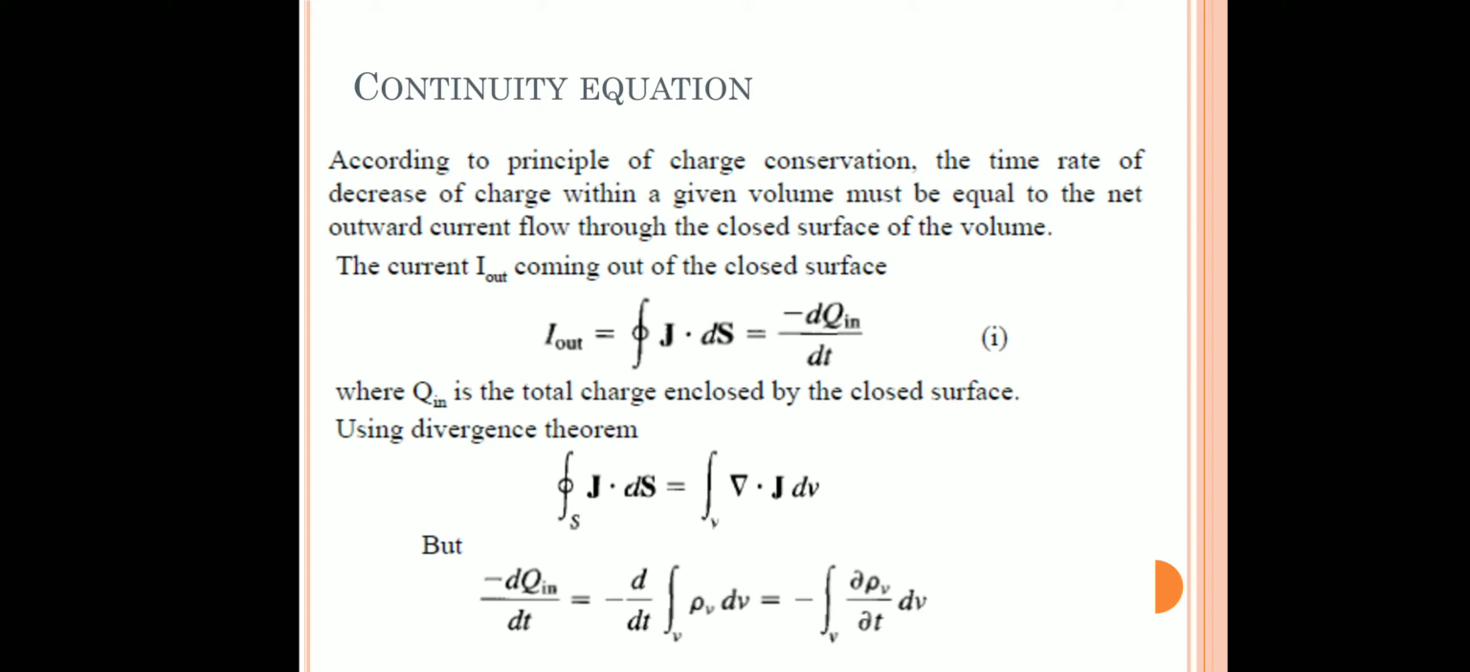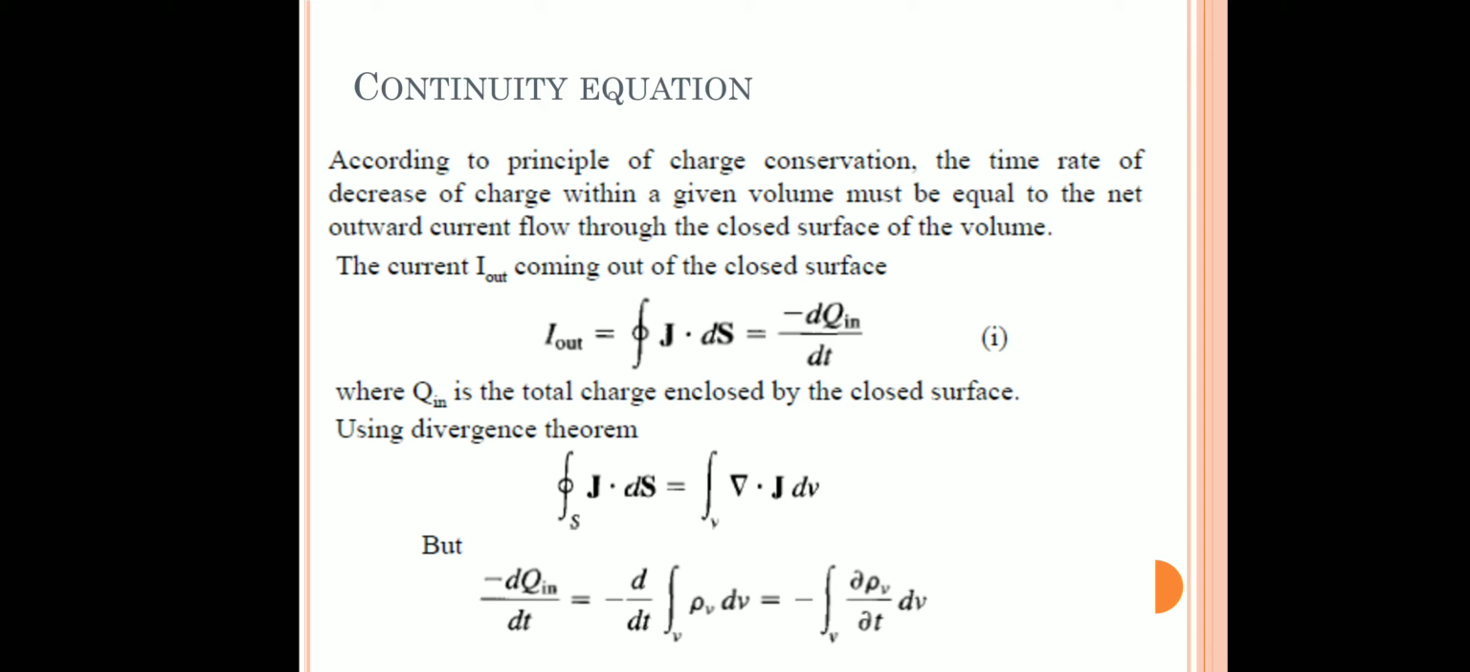Next we are rearranging this expression using the divergence theorem. According to the divergence theorem, the surface integral of any vector around a closed surface is equal to the volume integral of the divergence of that vector. So the surface integral of J dot ds becomes the volume integral of del dot J dv. So our left-hand side, the surface integral, is changed to the volume integral of divergence of J dv.